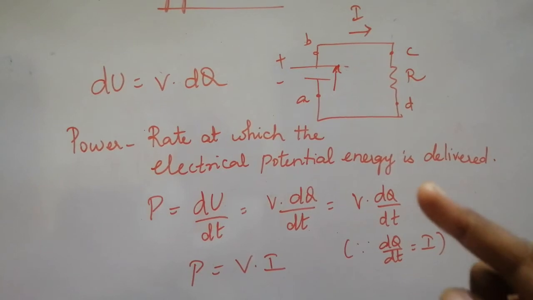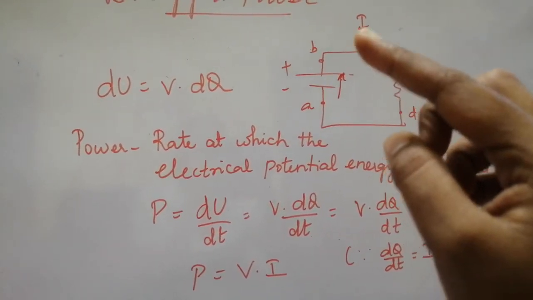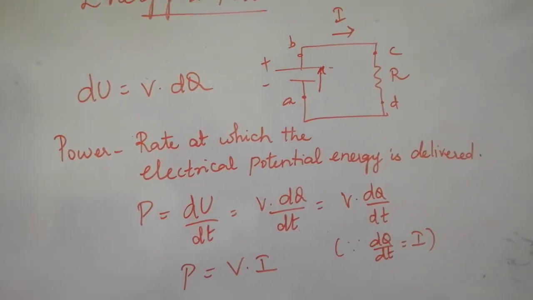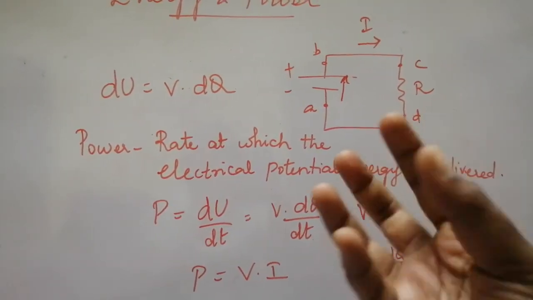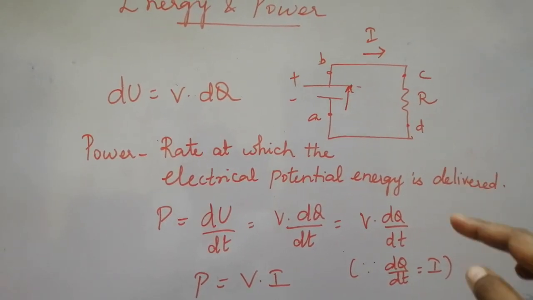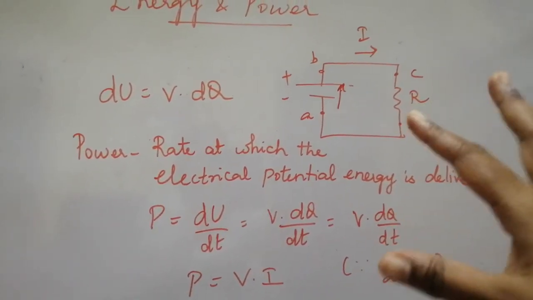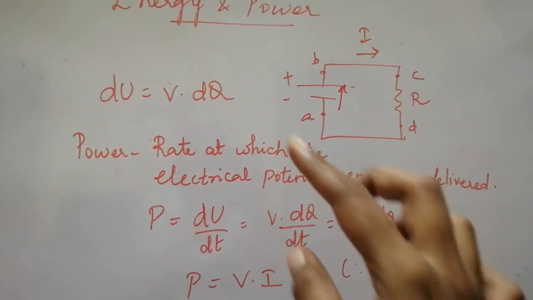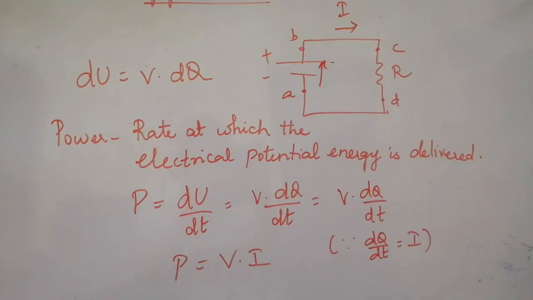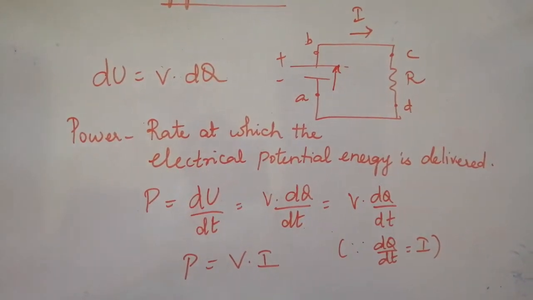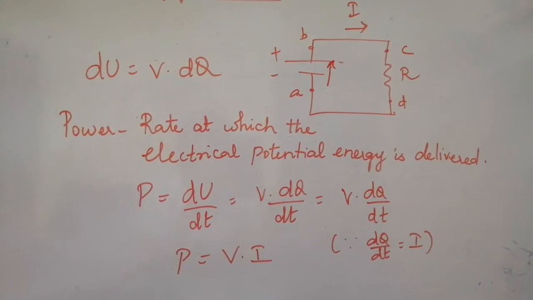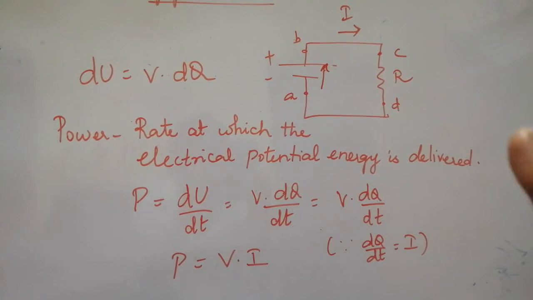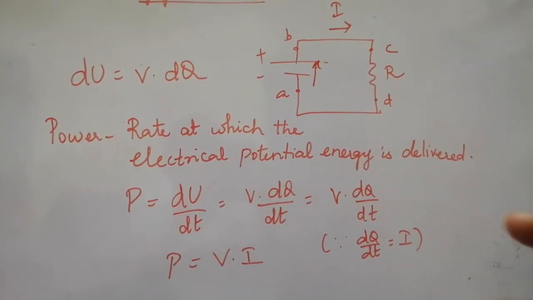Obtaining this energy, the electrons flow from A to B, and from B into the circuit. Once they enter the resistor from C to D, this energy is dropped in the resistor as they flow through it. Leaving this energy in the resistor, the electrons move to point A. So the power is the rate at which this electrical potential energy is delivered.